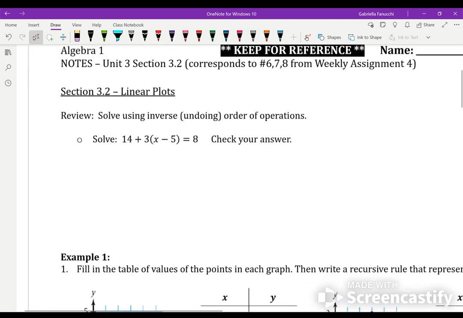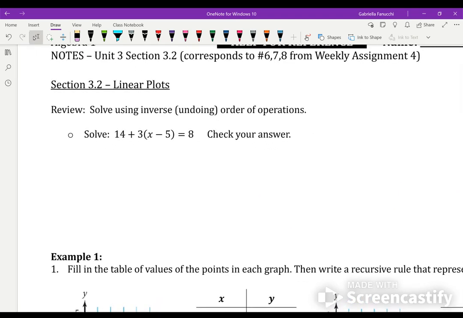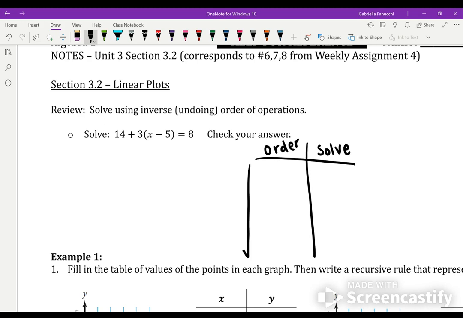First thing we're going to do is review some solving equations. I'm going to be reviewing a lot of these more in class, and I want to give you another method to go about solving these problems. So we have 14 plus 3 times x minus 5 is equal to 8. Over here on the side, we're going to set up a table, with this side being the order and this side being the solve. So basically, we're going from top to bottom here, and here we're going to go from bottom to top.